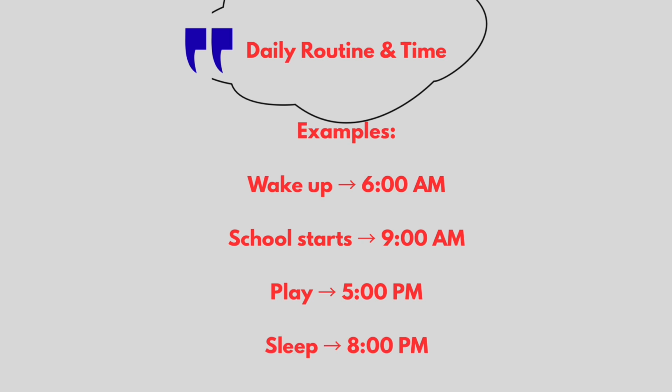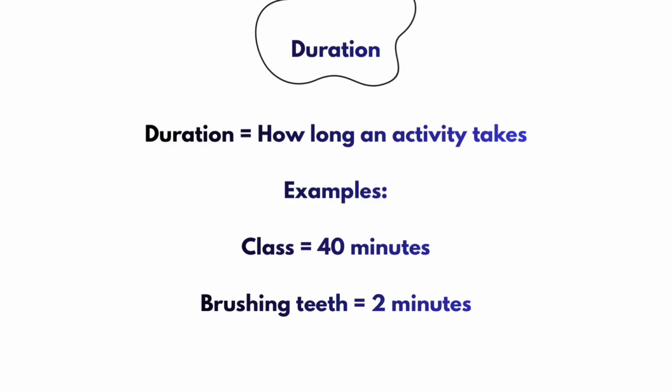Daily routine and time. For example, we wake up at 6 a.m. School starts at 9 a.m. We go to the playground to play at 5 p.m. We sleep by 8 p.m. Let's talk about the duration. What is duration? Duration is how long an activity takes. For example, the class took place for 40 minutes. Brushing teeth we take 2 minutes. So that is the duration.